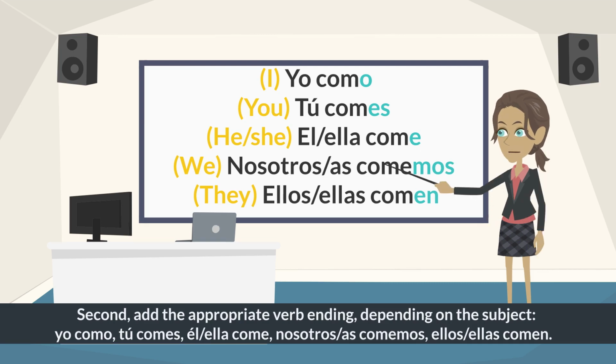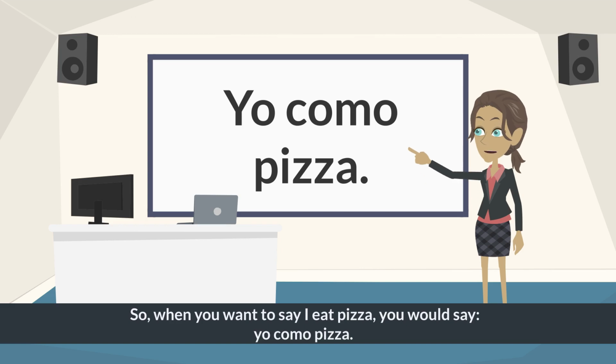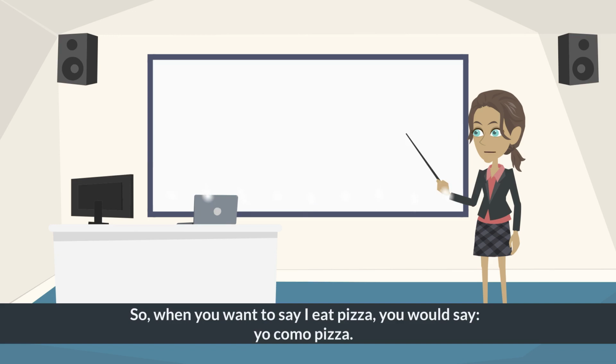Yo como. Tú comes. Él, ella come. Nosotros, nosotras comemos. Ellos, ellas comen. So, when you want to say I eat pizza, you would say Yo como pizza.